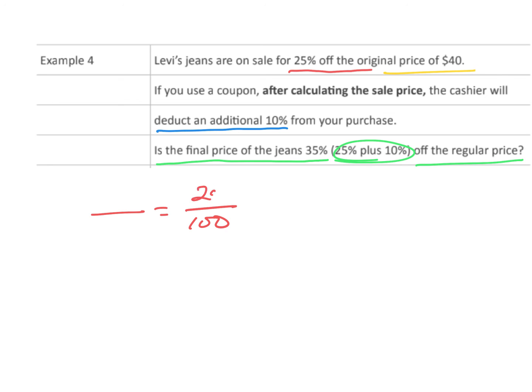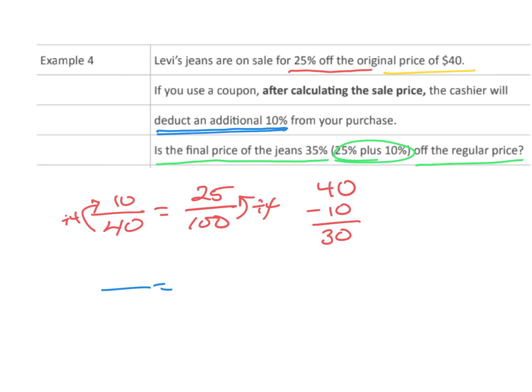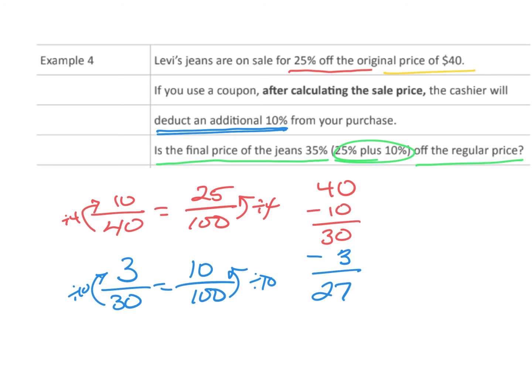So 25% off of the original price of 40. I'm going to divide by 4 here. 40 divided by 4 gives me 10. So $40, the original price, minus $10. Now they're $30. Now we are going to deduct an additional 10%. So 10% over 100 of the 30. So I'm going to divide by 10. 30 divided by 10 gives me 3. So I can deduct another $3. So they're going to be $27.